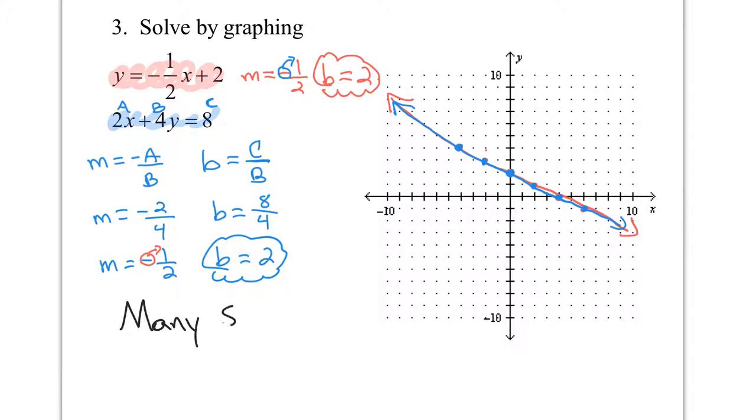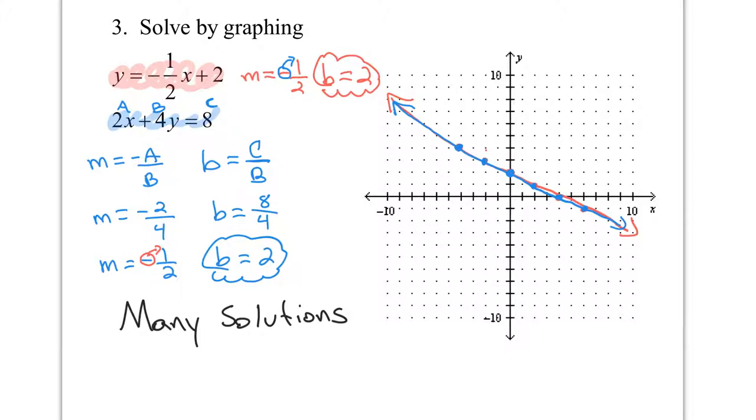So many solutions means that you guys are going to find many x's, many y's that actually work for this system. You guys can substitute the x, you guys can substitute the y, and find those numbers and they give you a true statement. So we just write down many solutions.